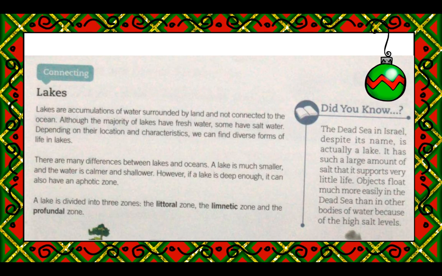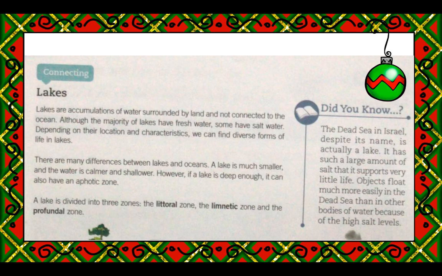Lakes. Lakes are accumulations of water surrounded by land and not connected to the ocean. Although the majority of lakes have fresh water, some have salt water. Depending on their location and characteristics, we can find diverse forms of life in lakes.